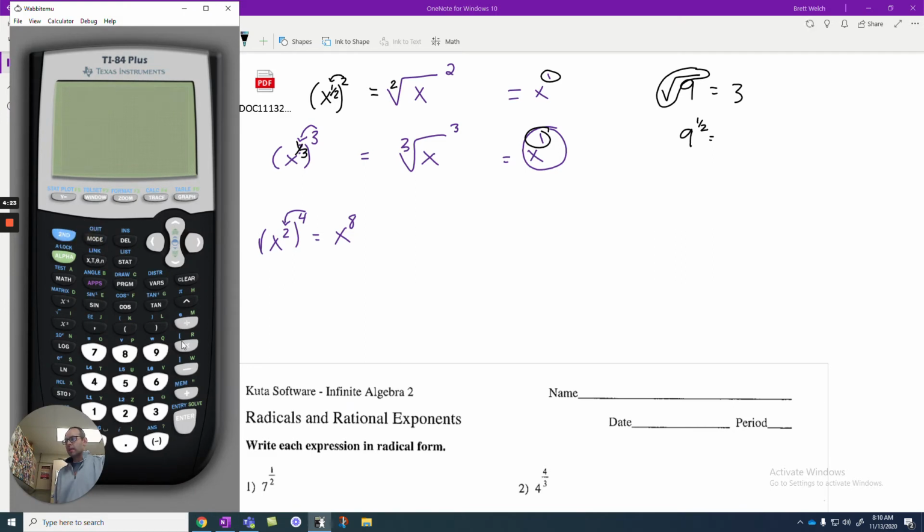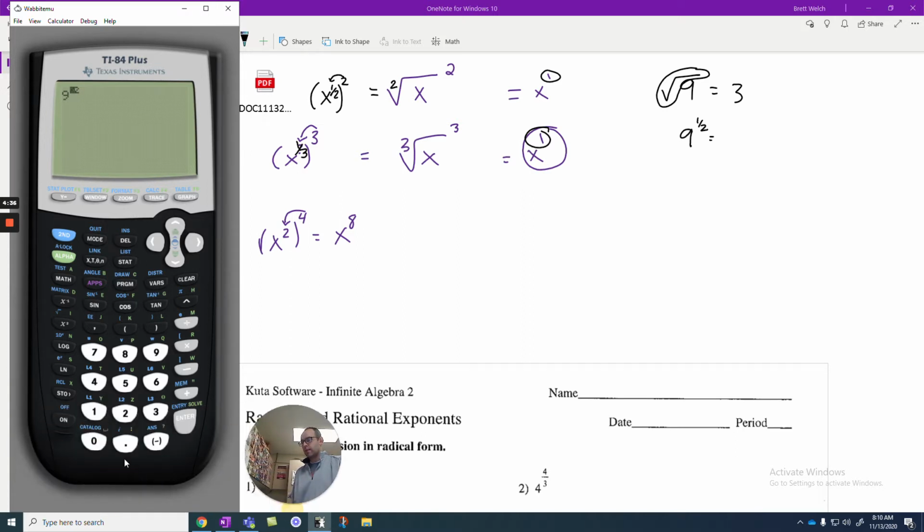Let's get that cleared. All right. If we take 9 and we raise it to the 1/2. You could also use 0.5 here. Whoops. I missed my 1. Oh, because my picture's in the way. All right. 1 divided by 2. I get 3.